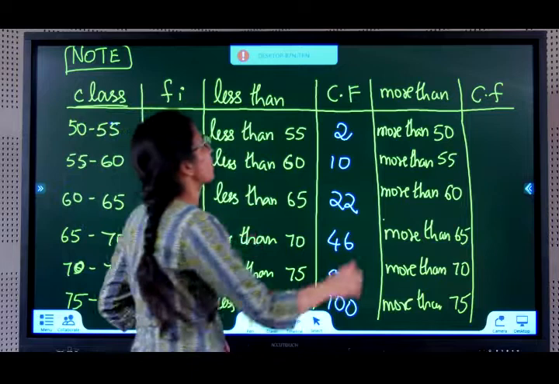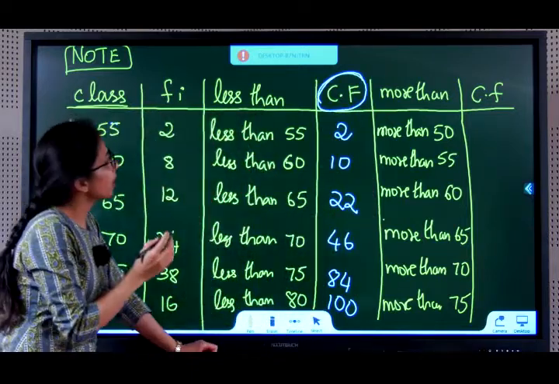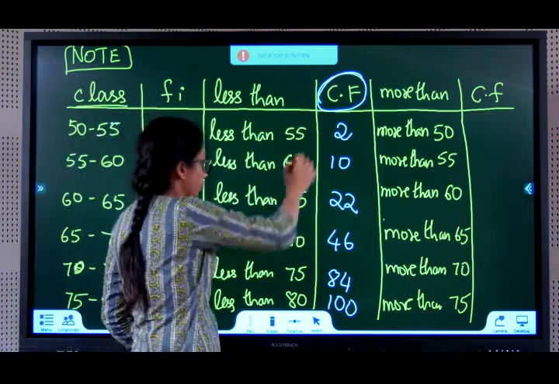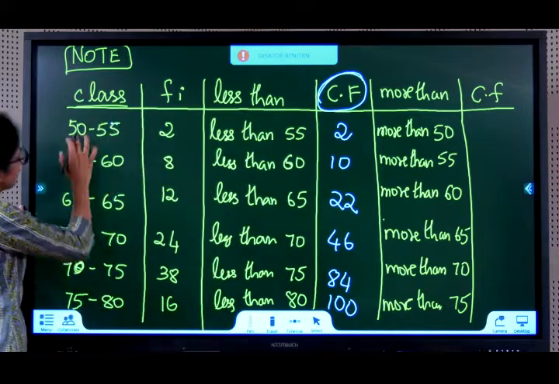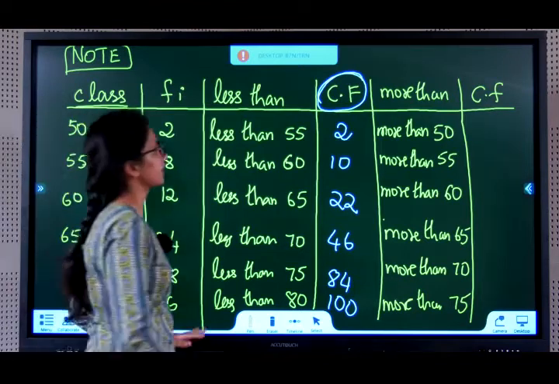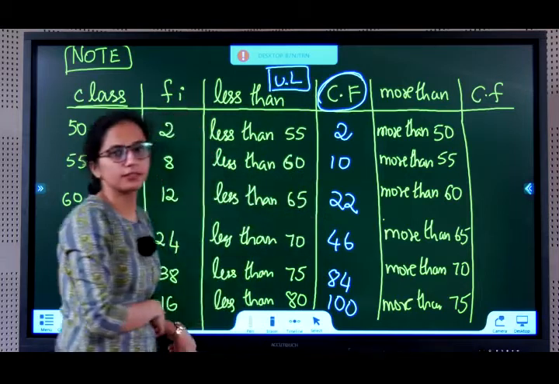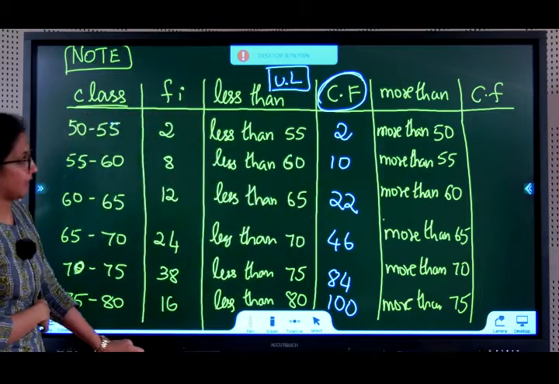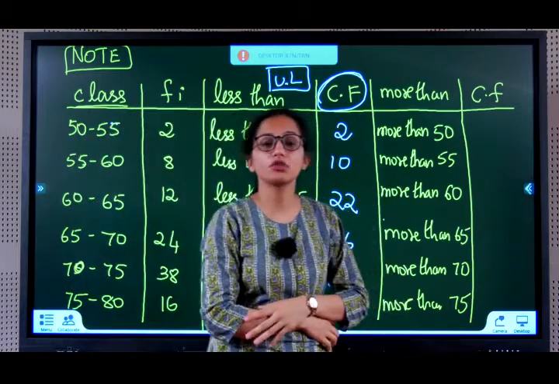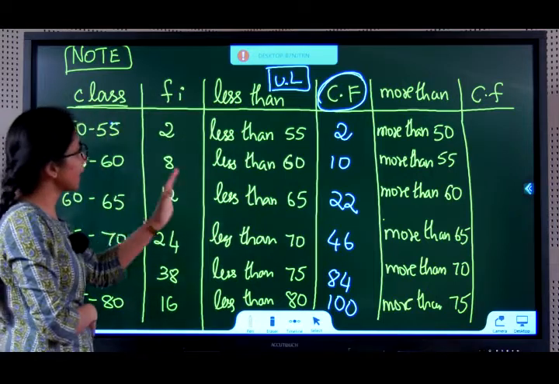So cumulative frequency by default, what we were doing in our problems were related to less than. Less than what? What is this 55, 60, 65? See 50, 55, 60, 65, 70. They all are upper limits of the class. So less than means you should always take upper limit. Now more than. Same thing like how we did in less than. In the question they may sometimes give you more than and expect you to solve. More than means more than 50.